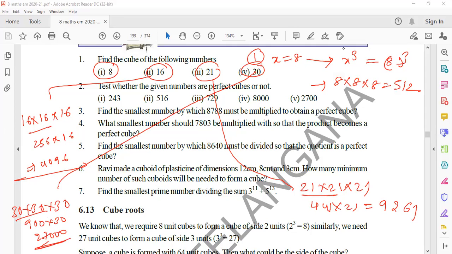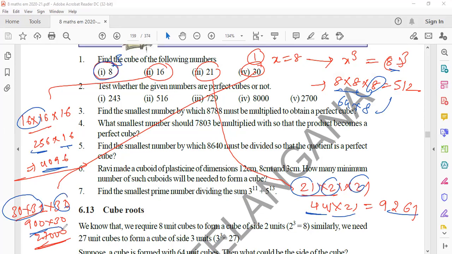Later, try to recollect your answers. Take the number and multiply 3 times. 8 into 8 is 64, 64 into 8 is 512. Second question, 16 into 16 is 256, multiply by 16 and you get 4096. Third question, 21 into 21 is 441, into 21 is 9261. Next, 30 into 30 is 900, into 30 is 27,000. It's very clear. Thank you.